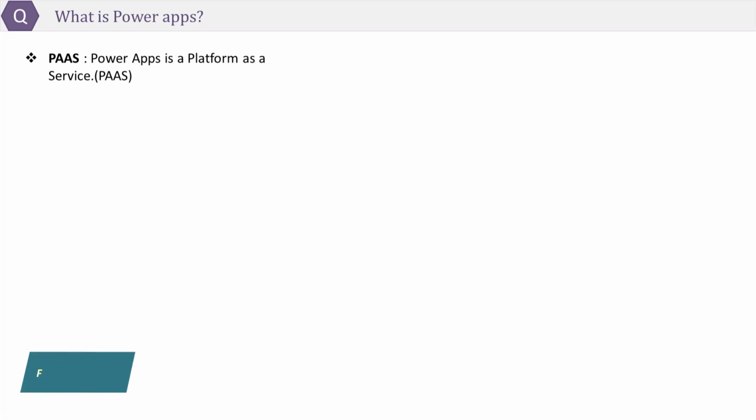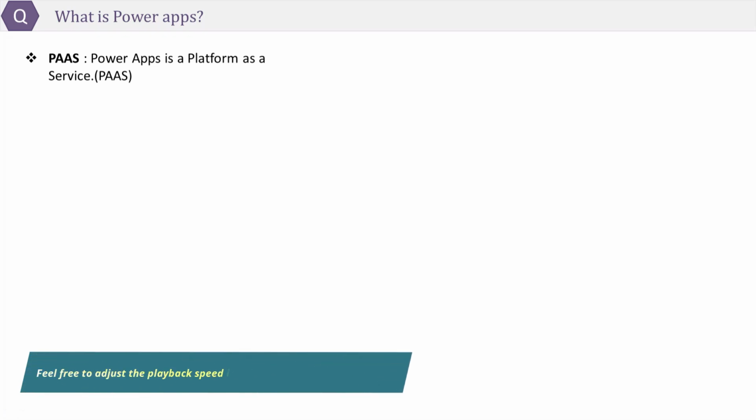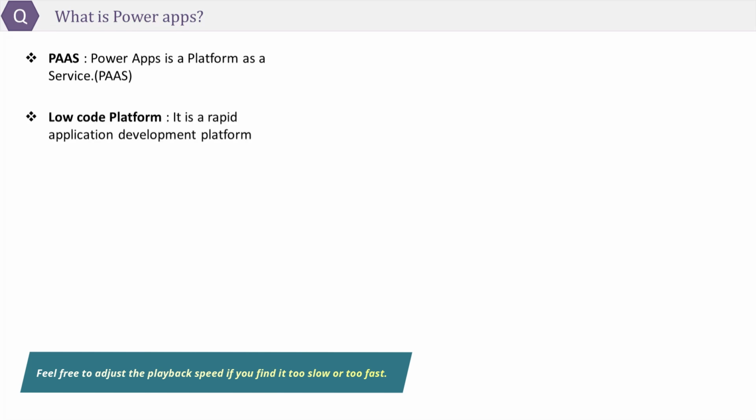Our first question is, what is Power Apps? Power Apps is a platform as a service. This means it is a complete environment in the cloud where a developer can develop and deploy the application in the cloud itself. It's a low-code platform. It is a rapid application development platform. That means you can build applications very fast with either low code or no code.